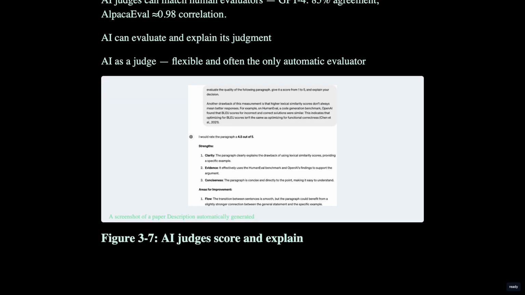This figure shows that AI evaluators can do more than assign a numeric score. They can also produce explanations that justify their decisions. We'll examine how scoring and explanation mechanisms work together and what that means for transparency.